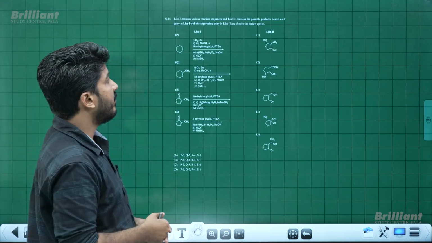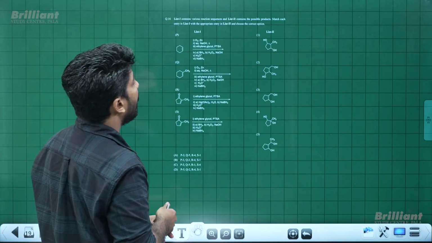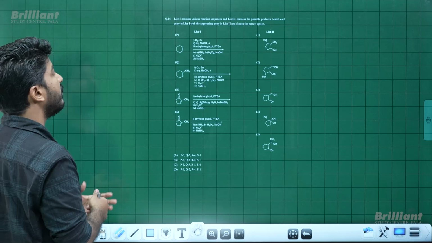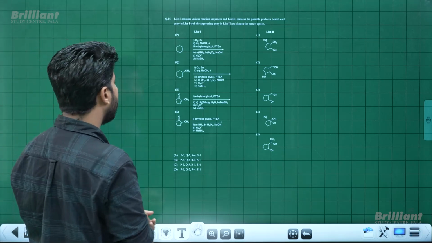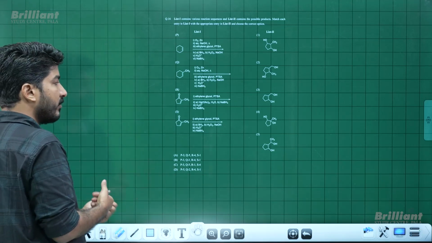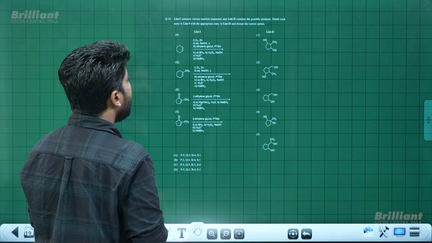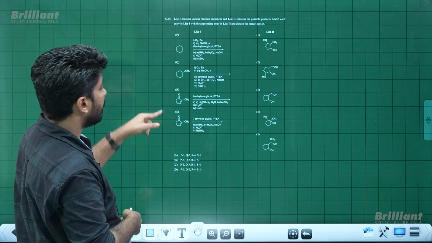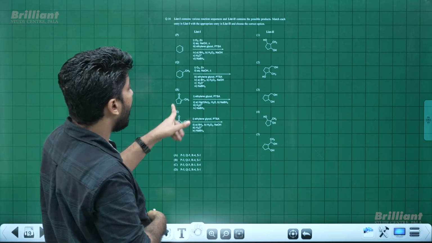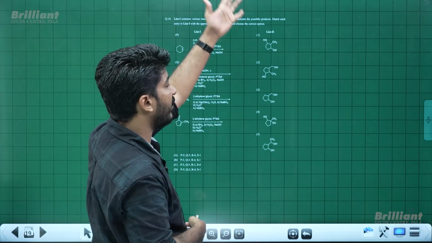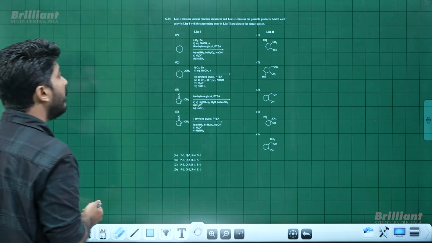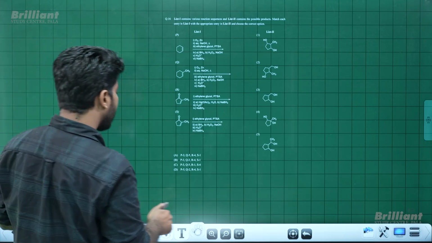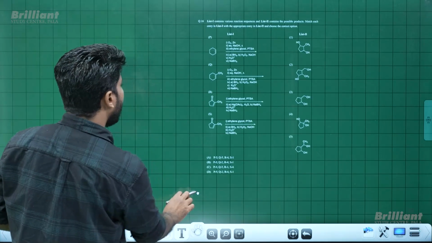Now the third question, a matrix match type, match the following type question. That is from organic. Third and fourth are from organic chemistry. Let's see. Alkenes are given, and some may contain a carbonyl group also, and we are doing certain reactions. Finally, we are getting alcohols. So let's see. First reaction, ozonolysis of cyclohexene.